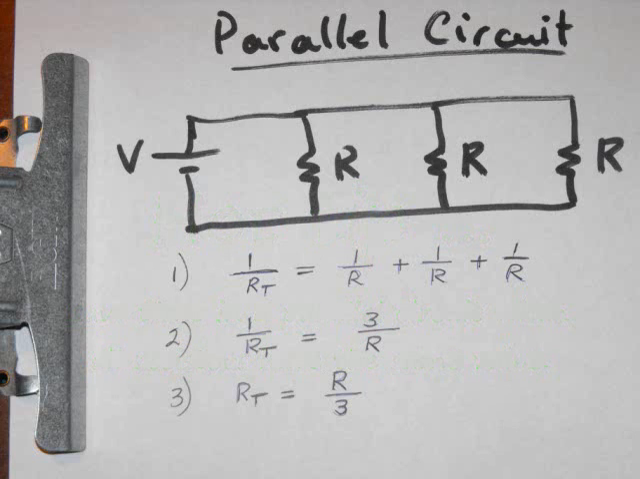Right now this example shows 3 resistors in parallel. You can maybe show for yourself if there were 2 or if there were 4. If you want to get real ambitious, maybe you can try 10. With 10 resistors in parallel, go ahead and show yourself that that would turn out to be the resistance divided by 10.